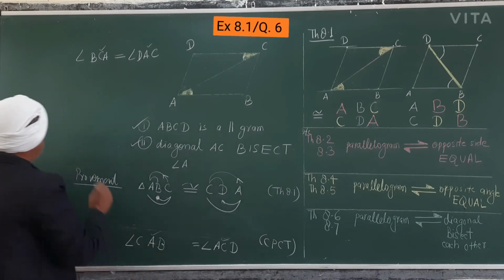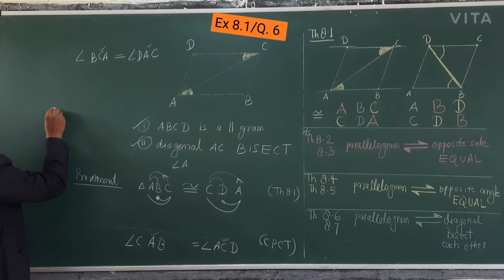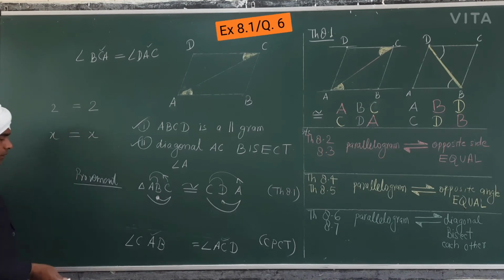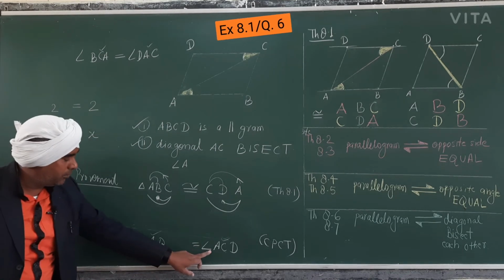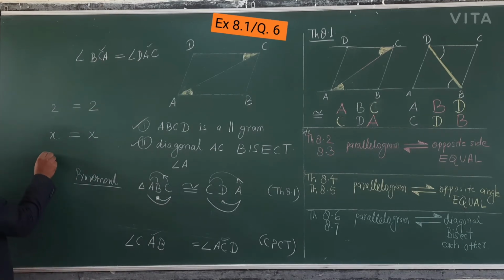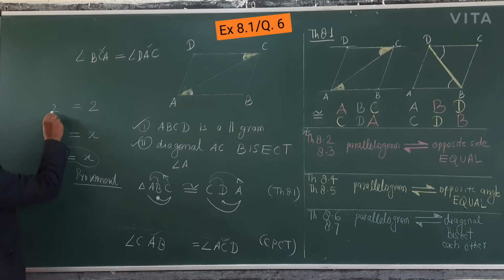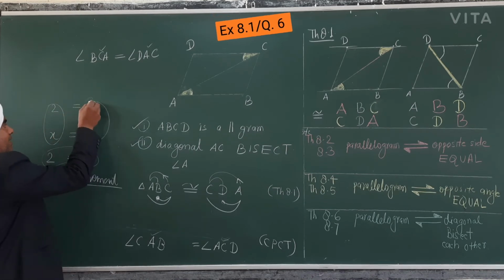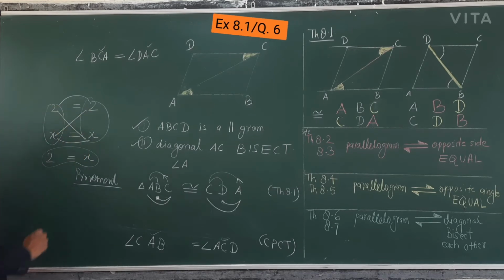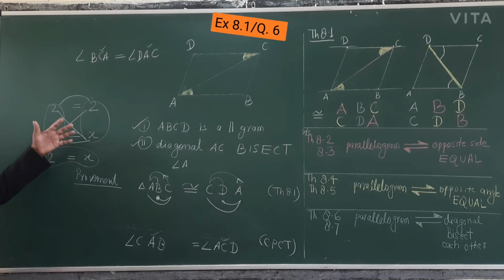Sometimes it is given 2 equals 2. And some people say x equal to x. Just like this, 2 equal to 2. This is x equal to x. But the third one is given 2 is equal to x. Suppose it is. So what does it mean? 2 is equal to x, 2 is equal to x, this was equal, this was equal, this is also equal, this is also equal. Means all the four sides, all the four angles are equal.